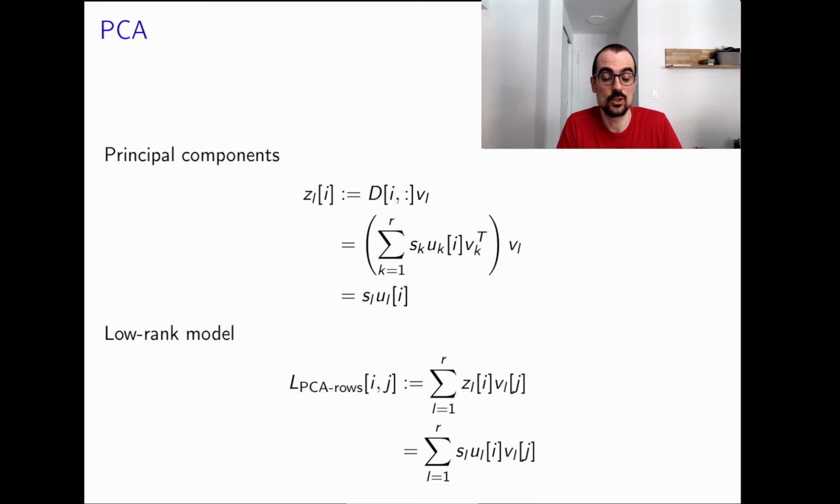So it turns out that doing PCA on the columns to obtain the low rank approximation is exactly equivalent to doing PCA on the rows to compute the low rank approximation, and also equivalent to just taking the SVD and truncating it. They're all equivalent.